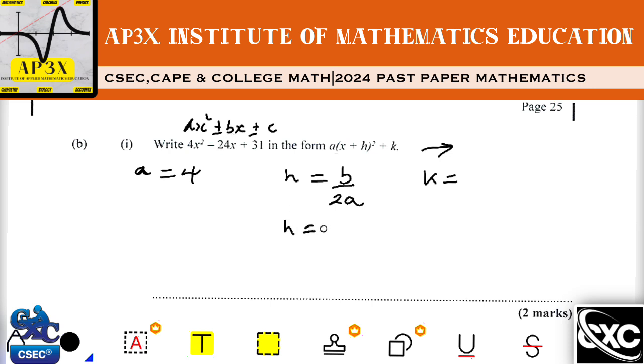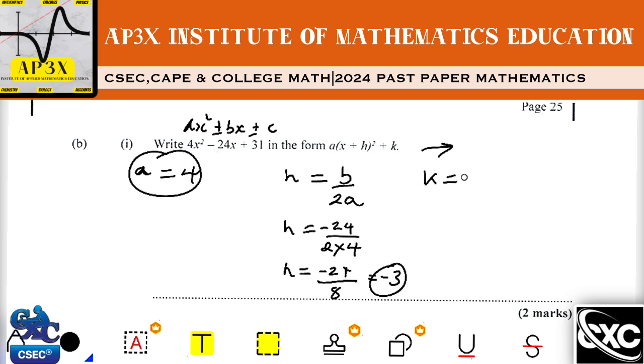So h here is equal to -24 divided by 2 multiplied by a. In this case, we know a is 4. So that's going to be h is equal to -24 divided by 8. So it happens that h is equal to -3. Beautiful. And then now we have a formula for k.